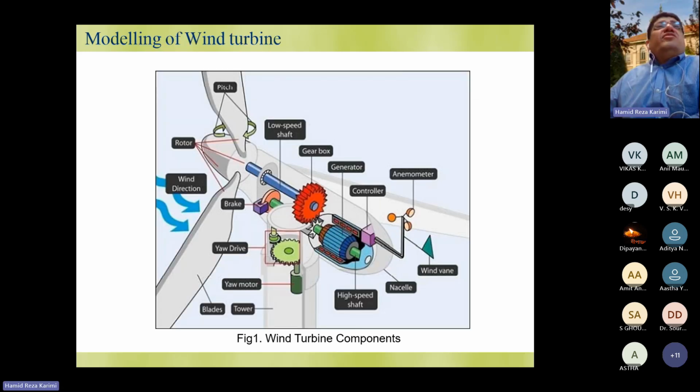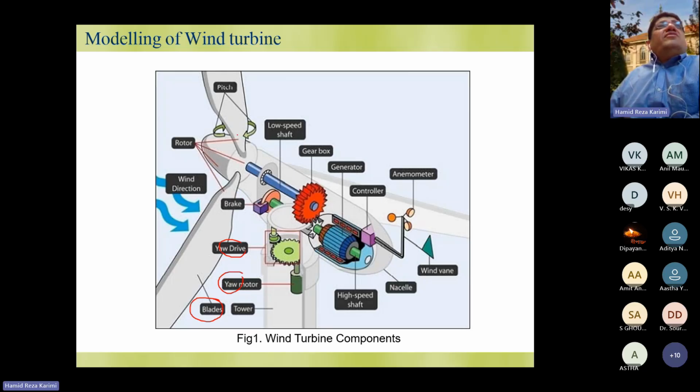So this is the wind turbine I showed you before. This is the blade, and then here we have the yaw mechanism. I told you about the yaw control. This is the yaw drive, but the yaw mechanism just changes the orientation of the turbine.